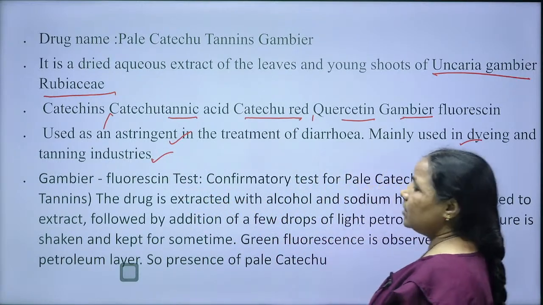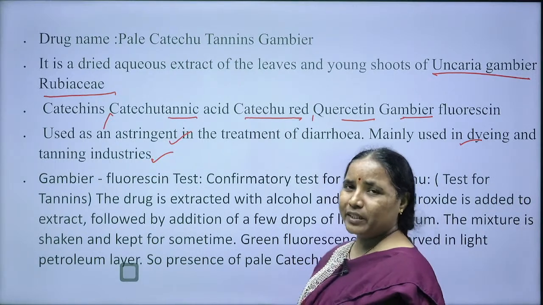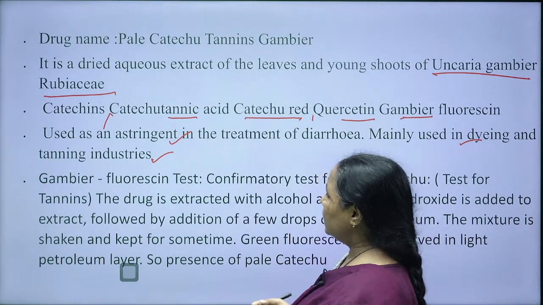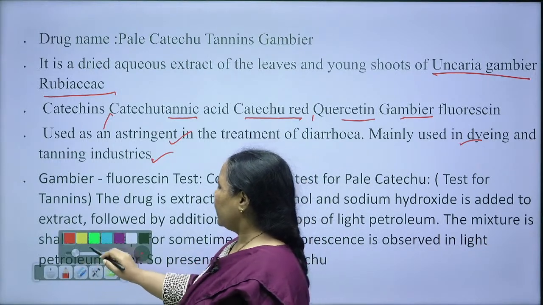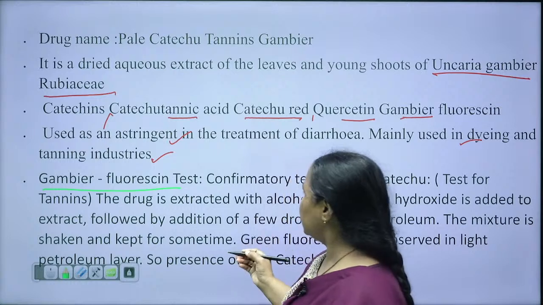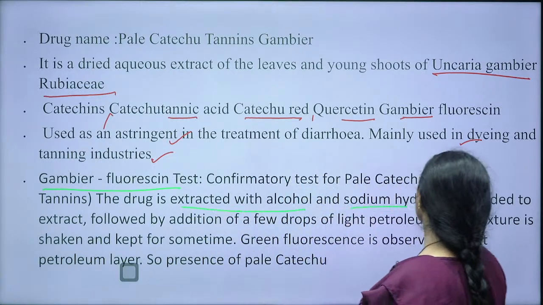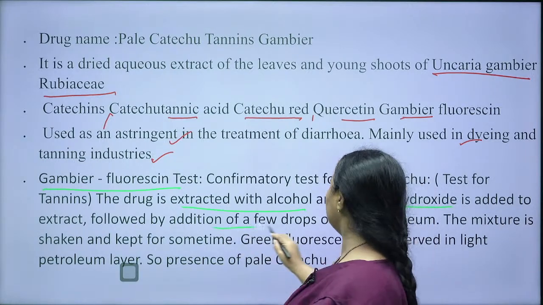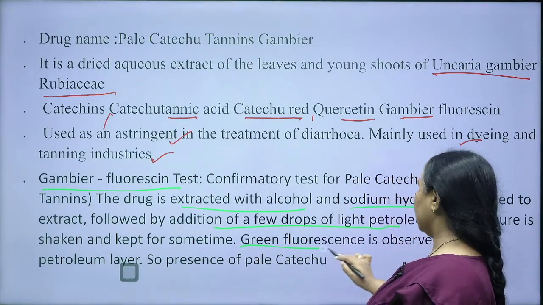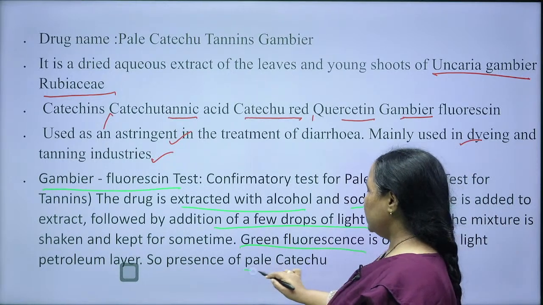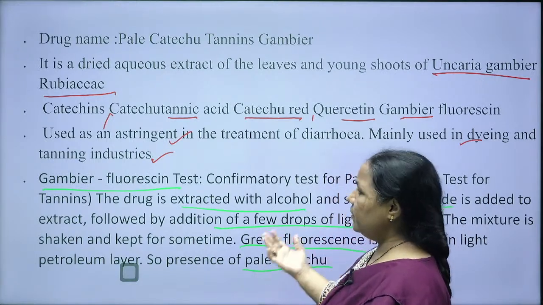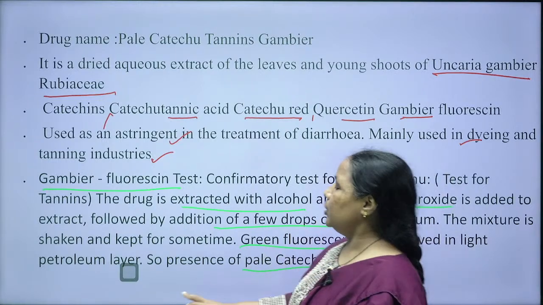Tanning and dyeing industries involve giving some coloring and forming a layer over the skin, for which pale catechu can be used. The identification is the gambir fluorescent test. The confirmatory test for pale catechu is that the drug is extracted with alcohol, then sodium hydroxide is added to the extract, followed by a few drops of light petroleum. The mixture is shaken and kept for some time. If a green fluorescence is observed in the light petroleum layer, it indicates the presence of pale catechu. This is how we can identify the adulterants of pale catechu.